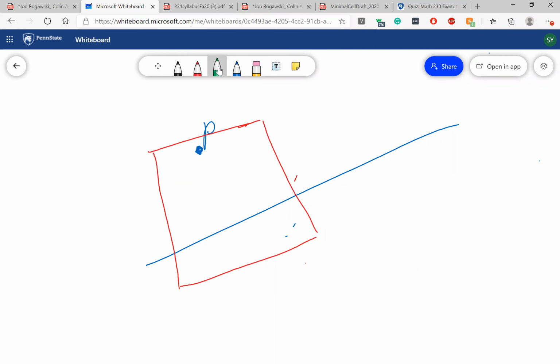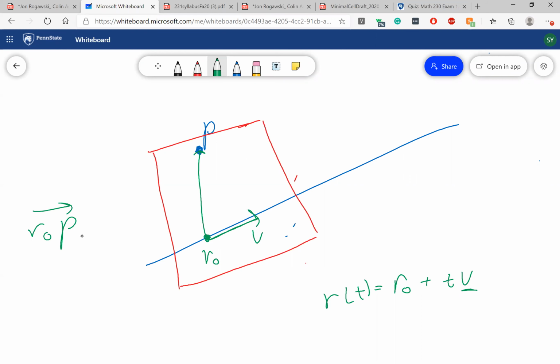One way to do this is to pick the point R0 on the line. We know that every line is R of t equals R0 plus tV. So we can pick the point R0 on the line, and then we know that the vector V starting at R0, wherever it ends, is also on the line. So we can look at the vector V, and then the vector from R0 to P. This is the vector R0P, and we have the vector V.